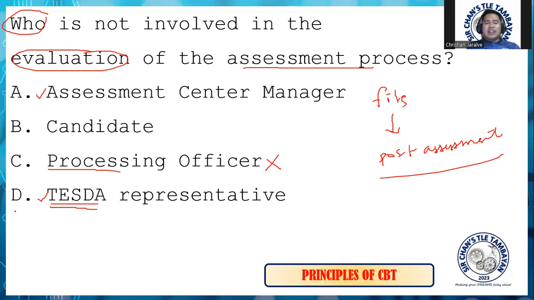At yung mahalaga, hindi po mangyayari ang isang assessment kung walang candidate. Wala pong evaluation na mangyayari kung walang candidate. Bakit? Sino magte-take ng assessment? That is the candidate. Okay? During the training, ano ang tawag sa mga students? What do you call the students during the training? They are called as, again, during the training. Training po, training. They're called as trainee.